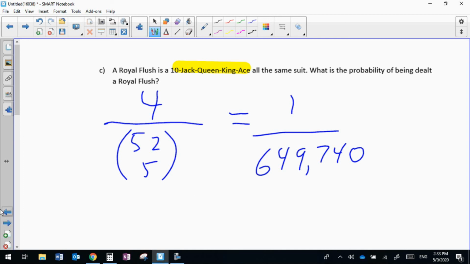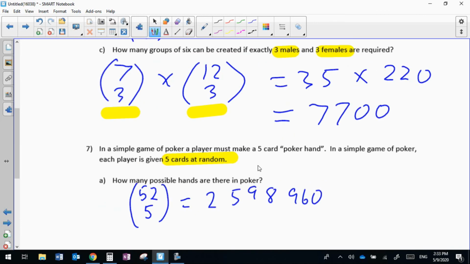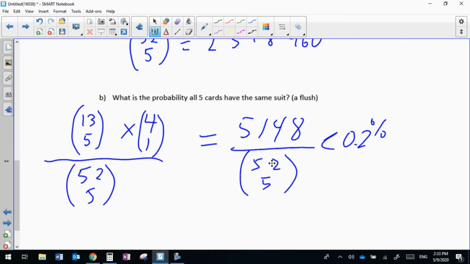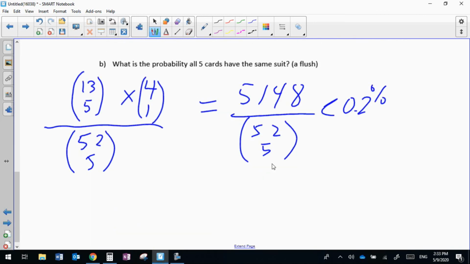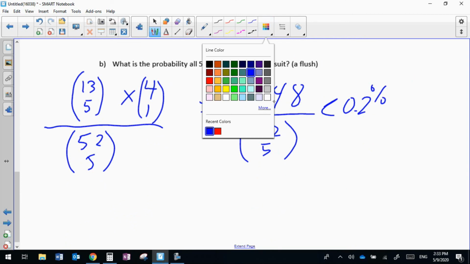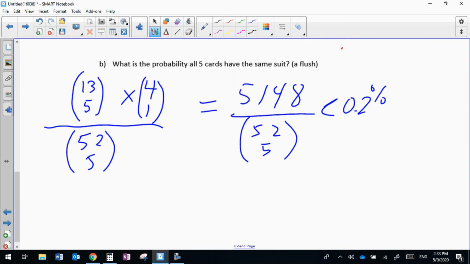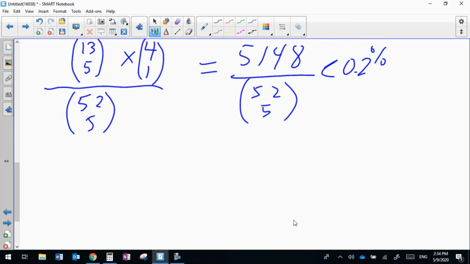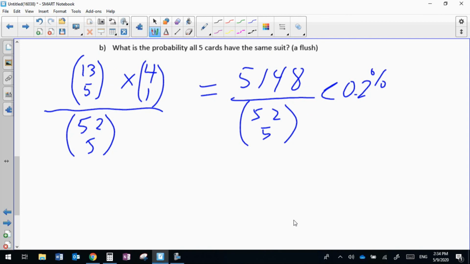Let's go back to that other question about being dealt all 5 cards of the same suit, because this sounds like something we've seen before, and it actually is. We could answer this question without needing to use counting methods. I call combinations and permutations counting methods. So the other way to do this would be to look at these as events, so to speak. So what is the probability you get all hearts?